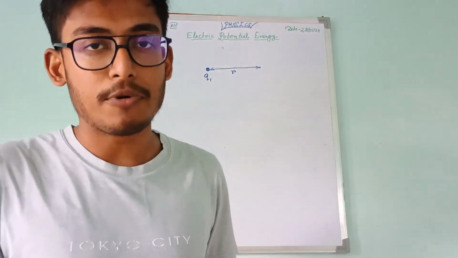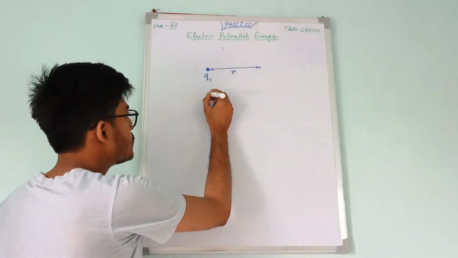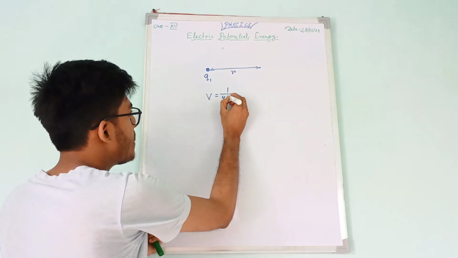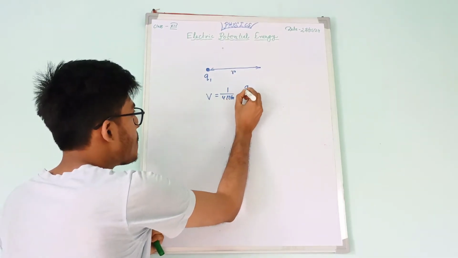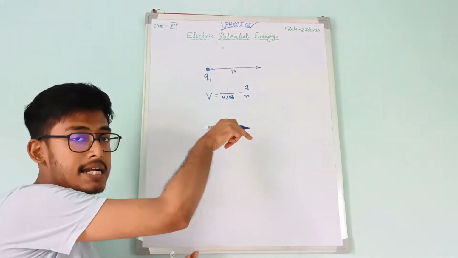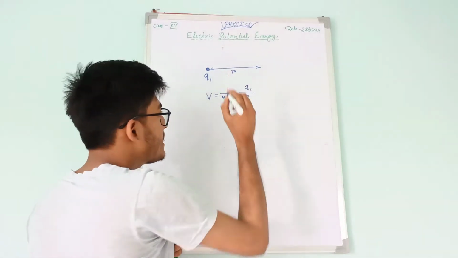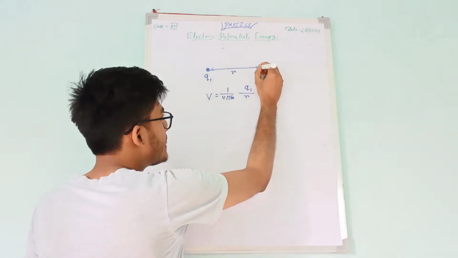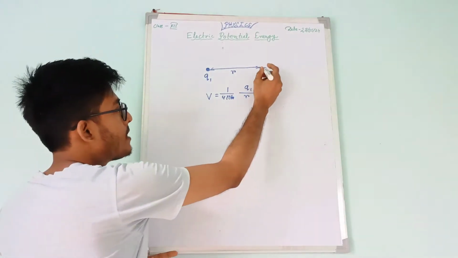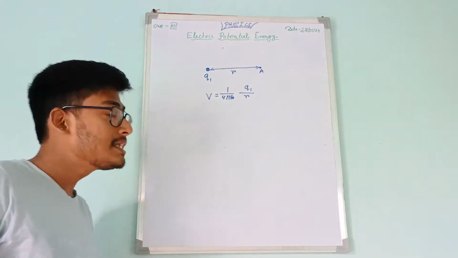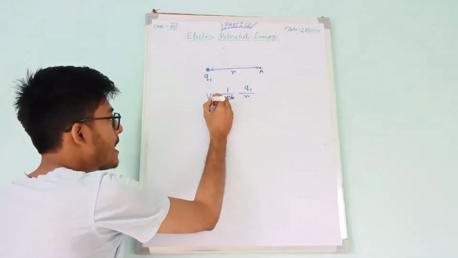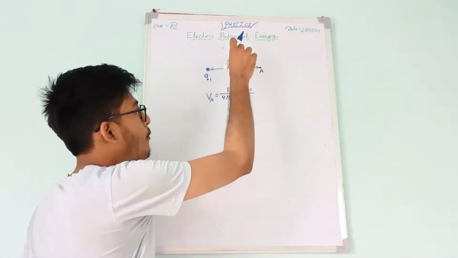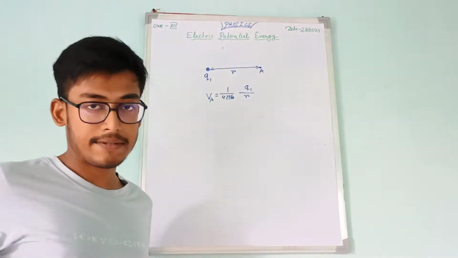What is the formula of potential? The formula of potential is, we know, V equal to 1 by 4 pi epsilon naught, q by r. Here, what is the charge? The charge is q1, so we write q1 here. This is the potential of that point. Let us take that point as point A. So instead of V, I am writing VA. This is the potential of point A due to q1 charge.